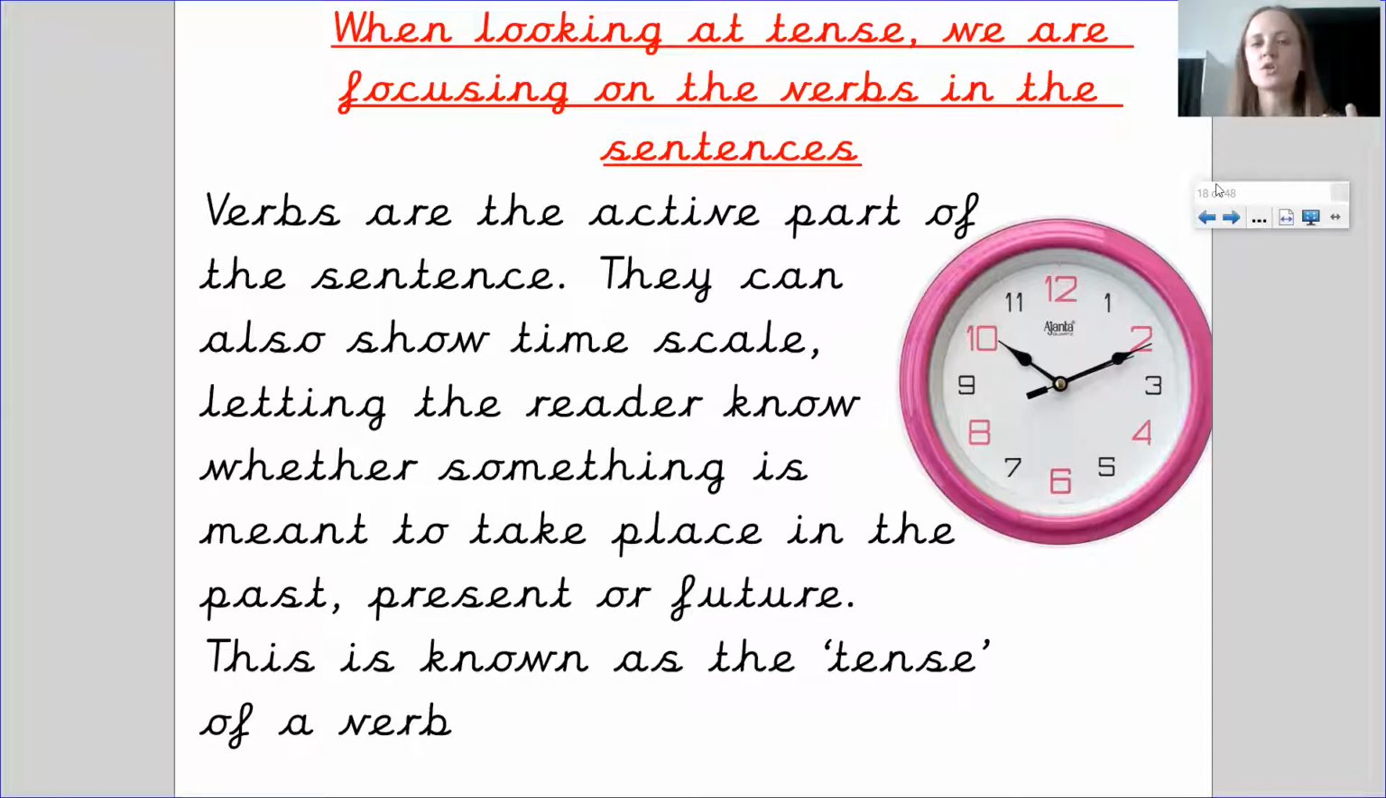And they can also show a time scale, letting the reader know whether something is meant to take place in the past, the present, or the future. And this obviously is known as the tense of a verb. Tense being whether it is past, present, or future.